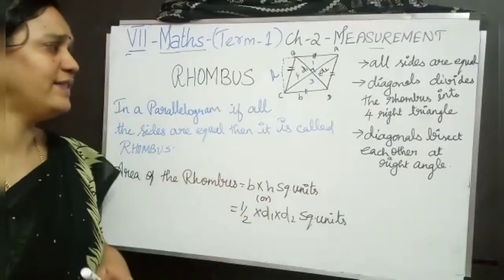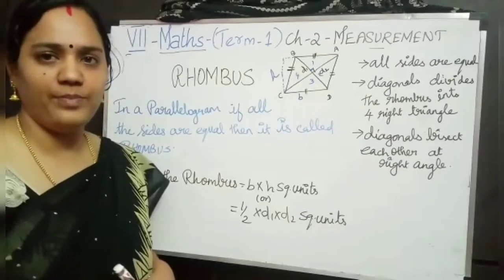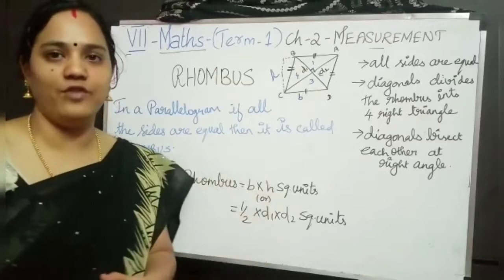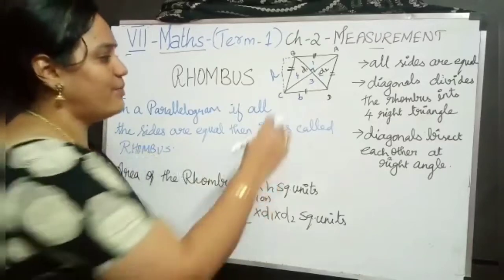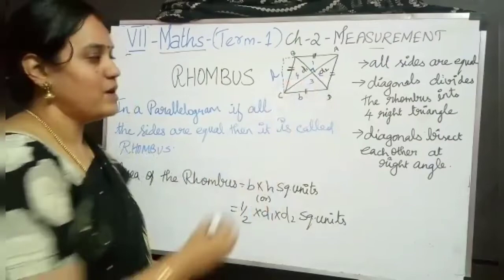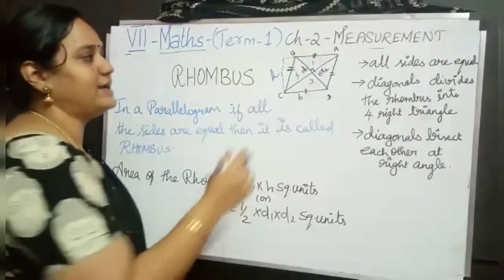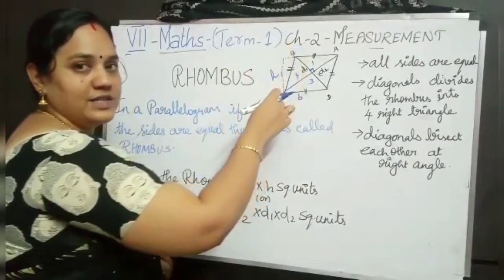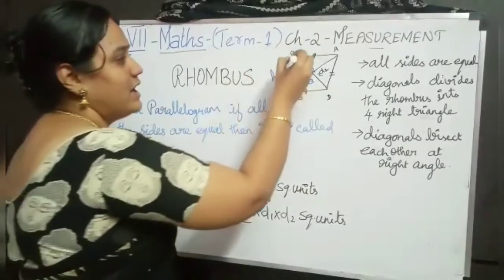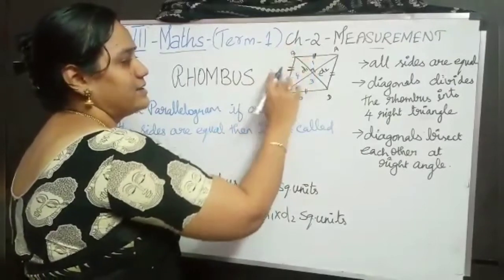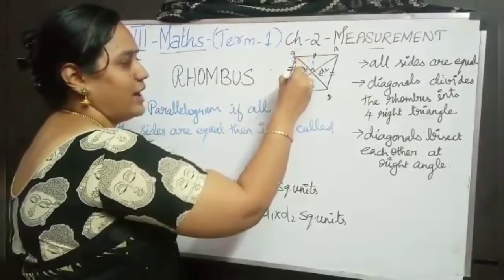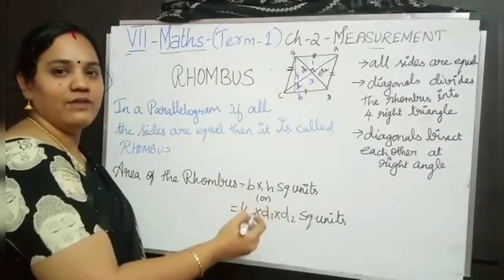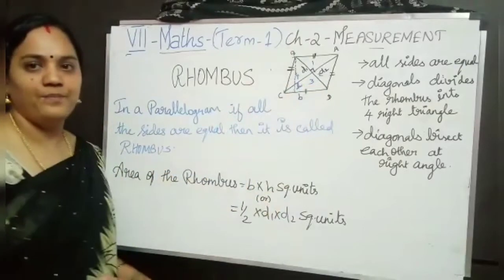Another thing: we learned the area of a parallelogram, that is base into height. Here also we can use the same formula if base and height are given. This side is the base. We can't take this slanting side as the height, as I already told you. The altitude is our height. Multiplying those 2 will give us the area of this rhombus.